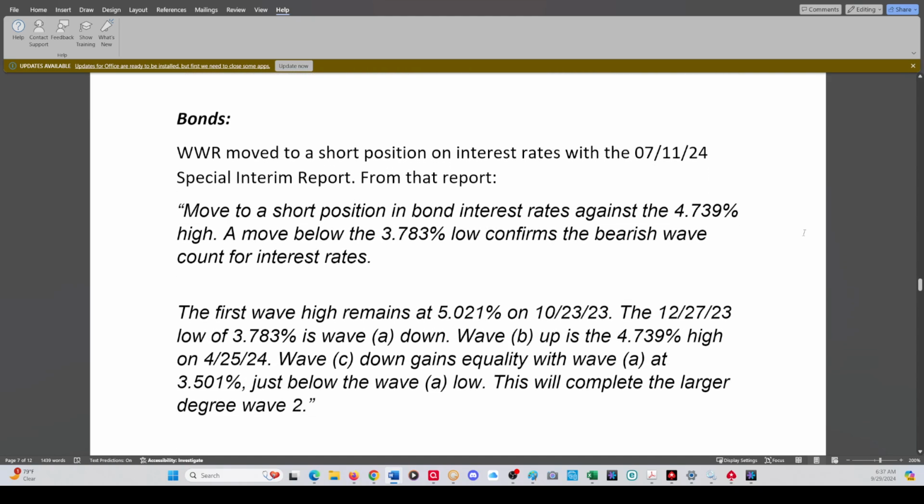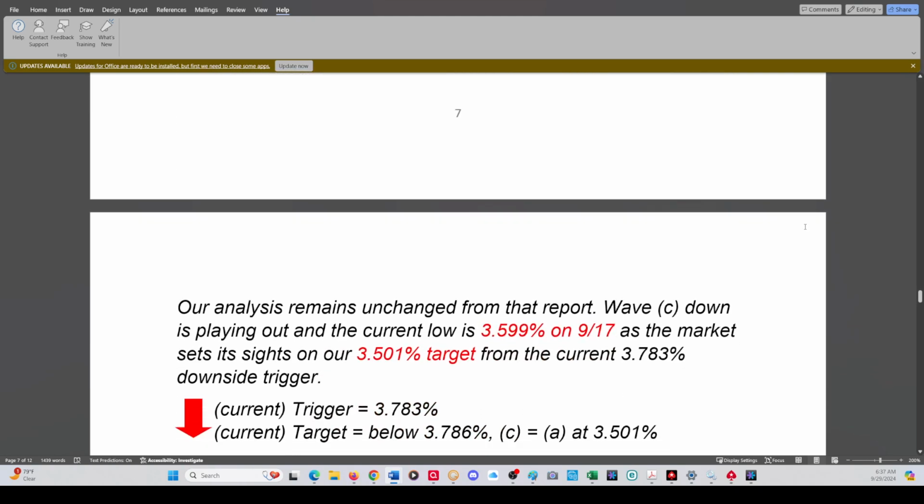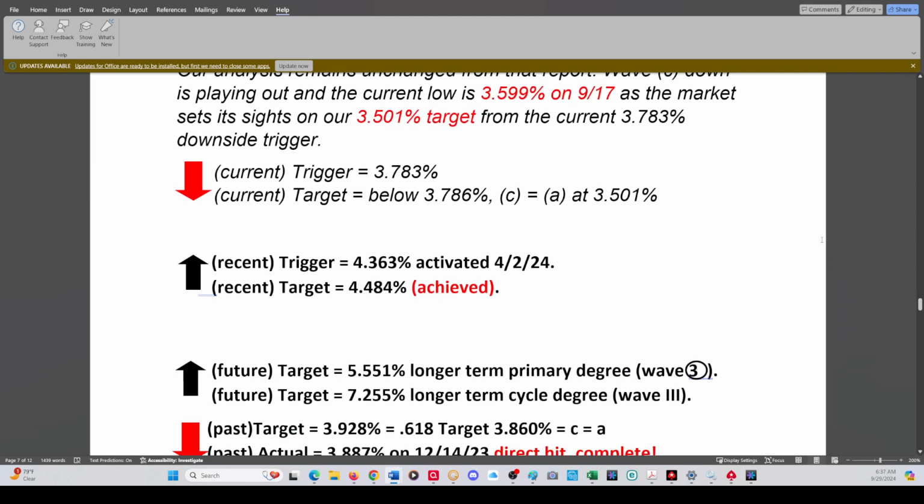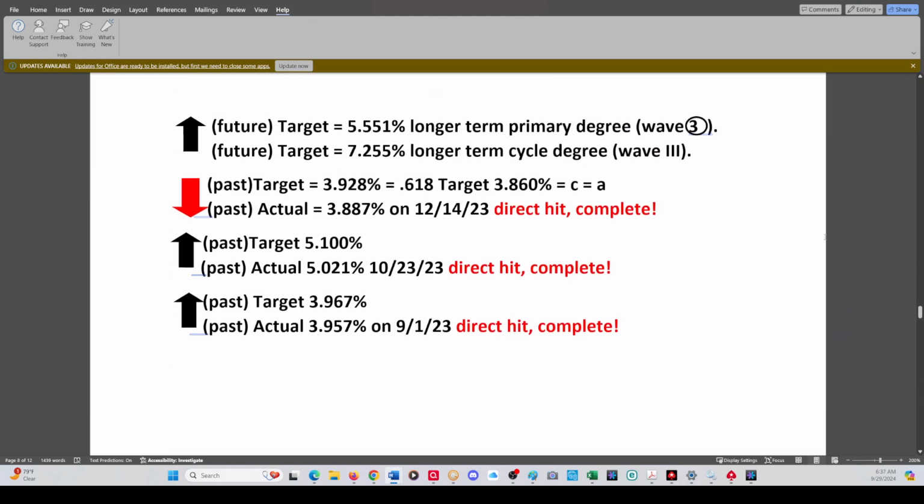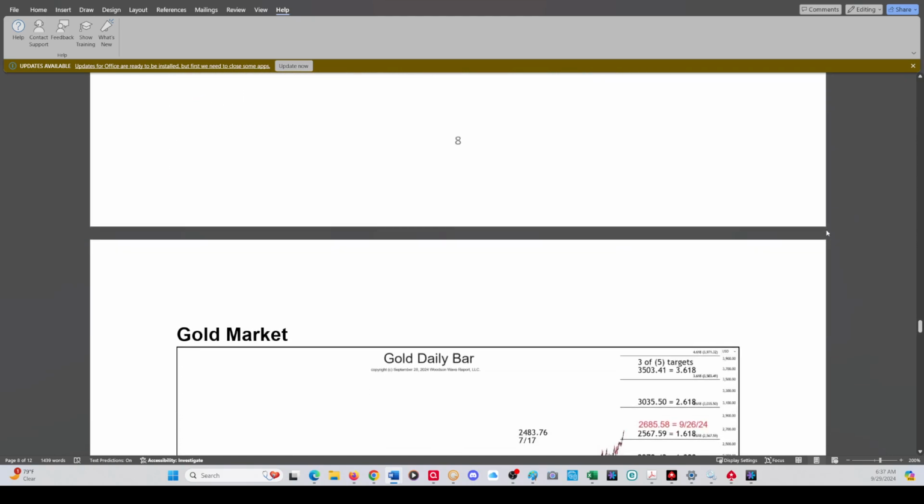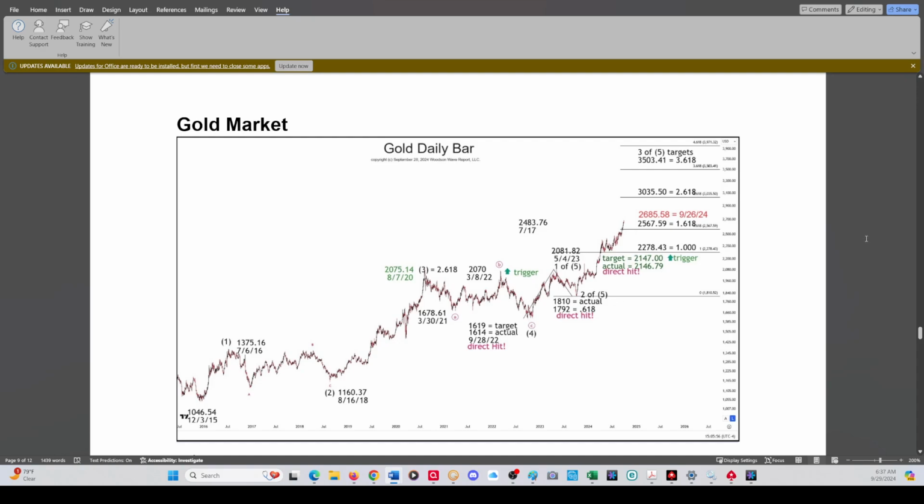There's our positions. There's a verbiage there. Lots of triggers and targets, lots of direct hits, past and present. And let's get to the gold market. Not a lot has changed in the gold market. We've been bullish for quite some time, years actually, and we've been rewarded for our bullish stance. We've got a 1 up from the year 2015 low, a 2 down, and then we've got a 3 up and a 4 down here, and there's the 3 right there on 8/7/20, and a 4.